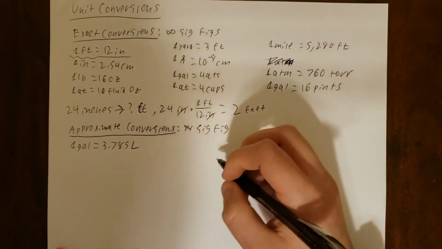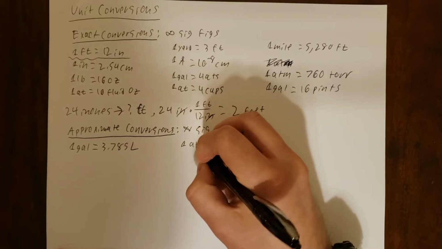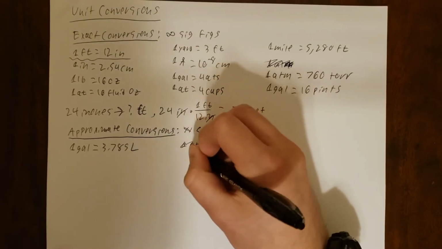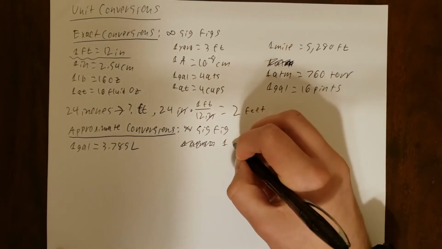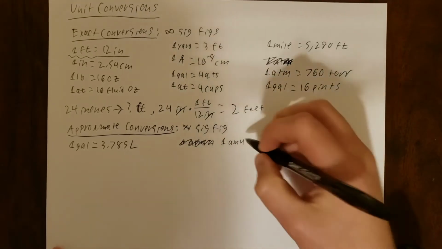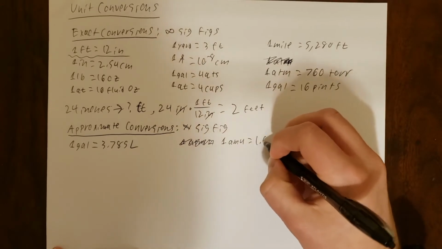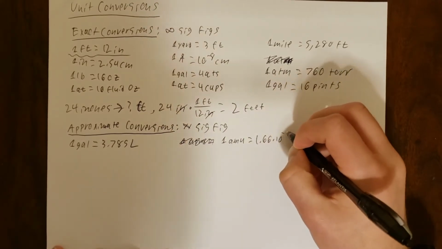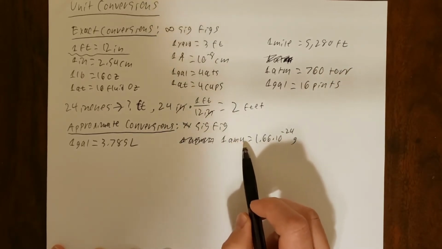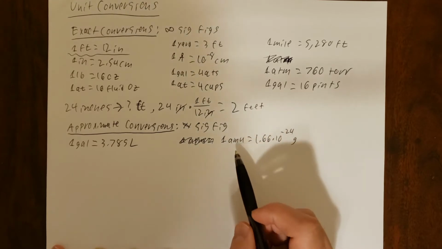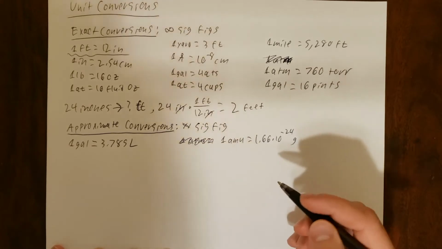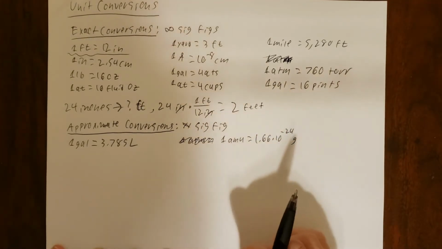Now some other ones that we have: 1 AMU, an atomic mass unit, is equal to 1.66 times 10 to the negative 24 grams. AMU, atomic mass unit, is also known, maybe more recognizable, as a kind of a gram per mole. There's a slight difference between the two of them.